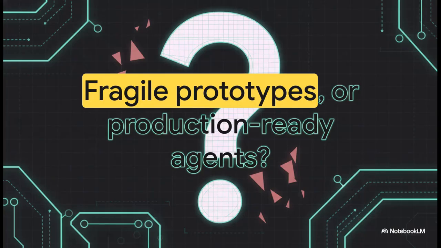Which leaves us with the definitive question for your architecture. Are you building fragile prototypes, or are you building production-ready agents? The technology is already here, but the operational discipline of agent ops, rigorous evaluation, automated deployment, zero-trust security, and scalable memory, that is exactly what separates a clever toy from a trusted digital employee.